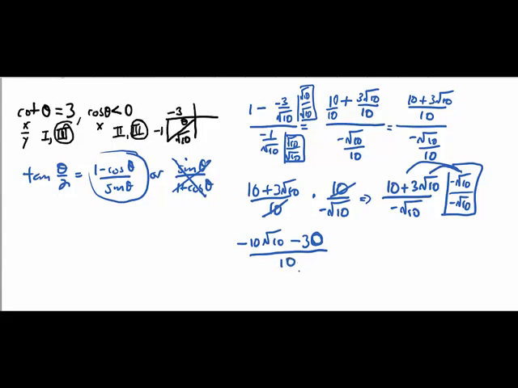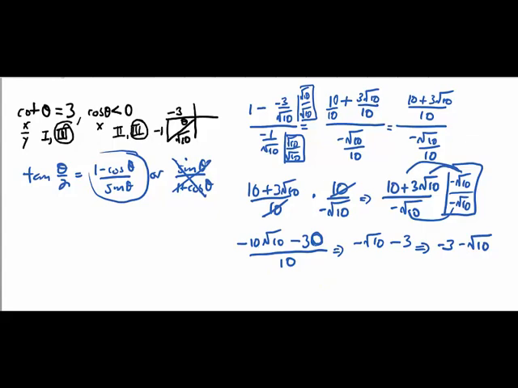And the whole denominator will be 10, because negative times negative is positive, and 10 square root of 10 times square root of 10 is a square root of 100, which is just 10. Now, I can divide everything by 10, because this negative 10 square root of 10 divided by 10 is just negative square root of 10, and the negative 30 divided by 10 is equal to negative 3. Or, using the symmetric property, negative 3 minus the square root of 10.